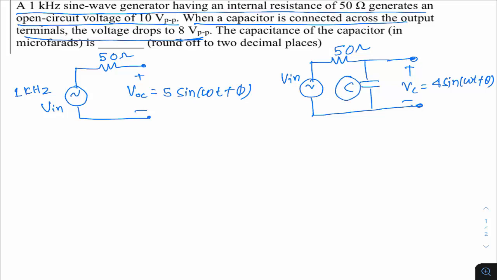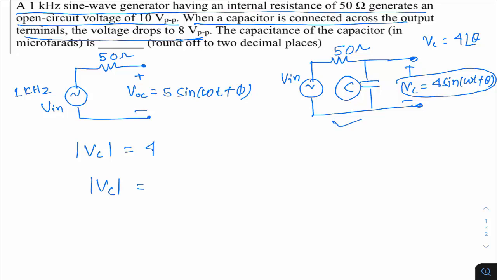Okay, so how do you get it? One thing is confirmed. If I ask you what is the magnitude of VC, the magnitude of VC is 4. If I ask you what is the phasor notation of VC, it is basically 4 at an angle of theta if I take sine as the reference. If I ask you what is the magnitude of VC expression with respect to this circuit, that is given by magnitude of ZC divided by 50 plus ZC magnitude, into magnitude of V in.